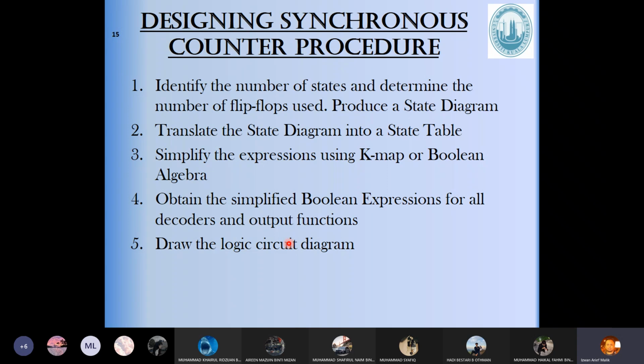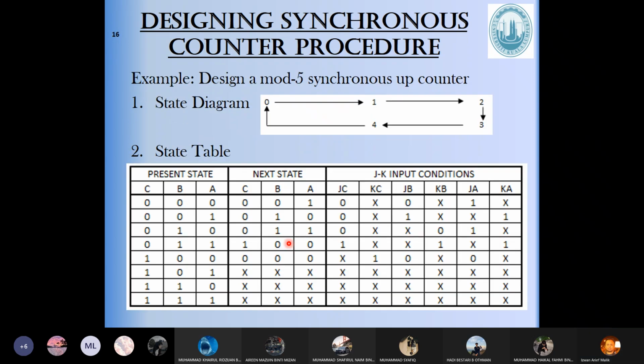First, identify how many flip-flops are used, how many states, and then you draw the state diagram. Number 2, design the state table. Number 3, use K-maps. Number 4, simplify to obtain the Boolean expression. Step 5, to draw. So ada 5 steps lah basically.